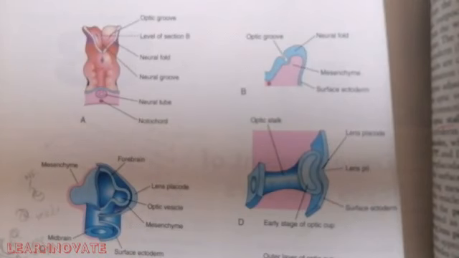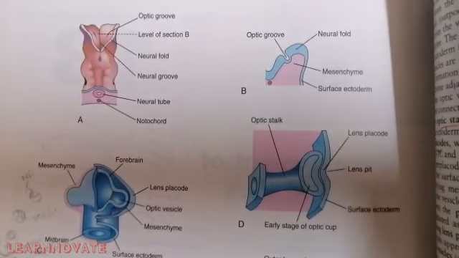In this video, we are going to discuss the development of the eye, and the structures that are derived from the different parts of the brain and different parts of the surface ectoderm. We will also discuss when the development of the eye starts and what structures are formed at the end of human eye development.